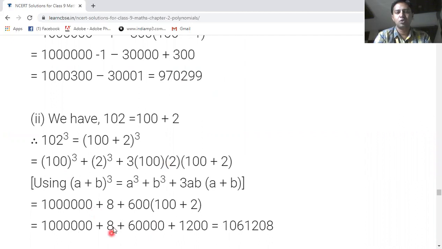100³ is 10 lakh, 8 as it is, 600 into 100 is 60,000, and 600 into 2 is 1200. After adding these four numbers, we'll get 10 lakh 61,208 as the final answer.